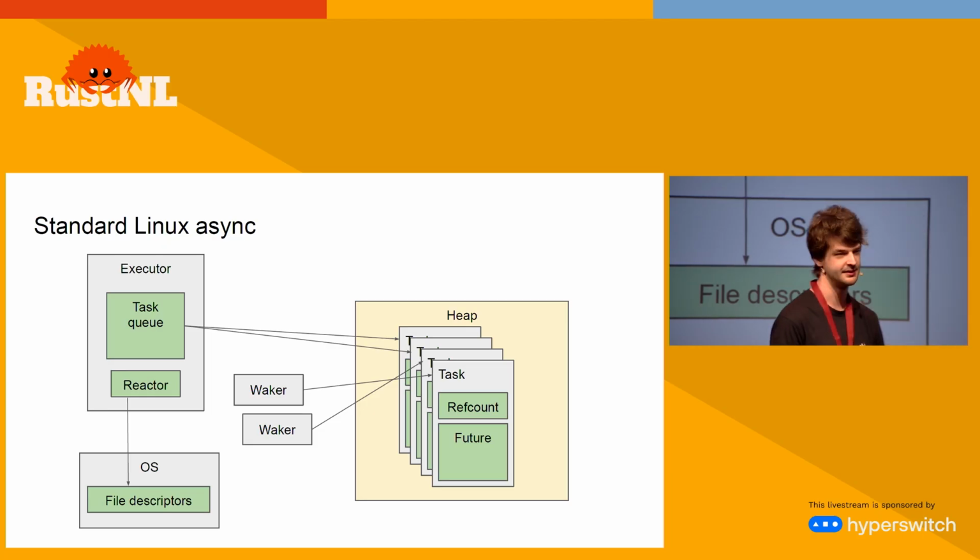To begin with, the most critical piece of using async is the executor. This is a rough overview of how a standard executor in Linux would work, like smol or Tokio. First of all, you allocate all the tasks in the heap. Each task contains the future, the top level future for the task, plus a bit of bookkeeping data. You have wakers that point into these tasks. You have the executor, which has a task queue of all the tasks that have been woken and are pending to be polled. All of these have pointers into the heap.